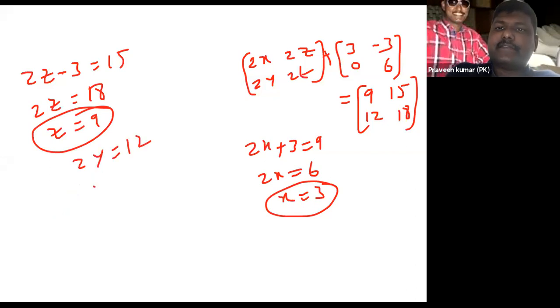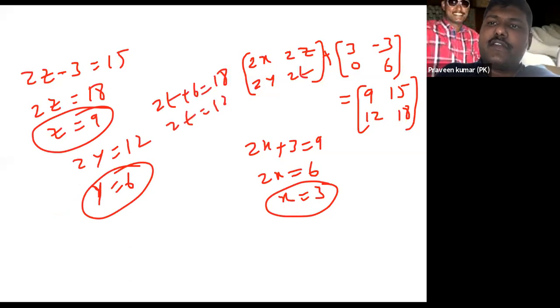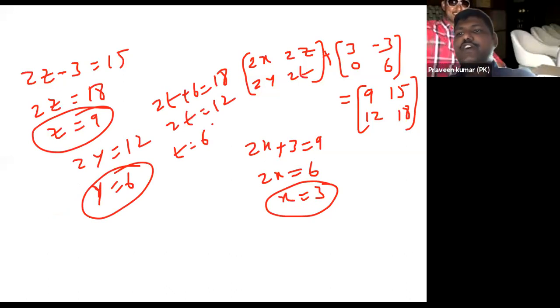Y is 6. Next. 2t plus 6 is equal to 18. 2t is 12. T is 6. Got the answers now? X, Y, Z, T.